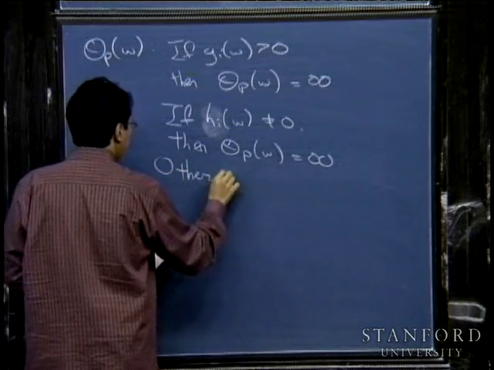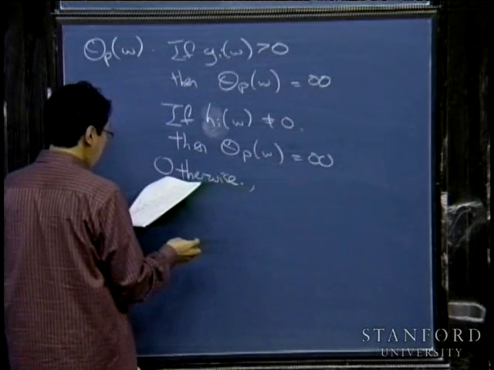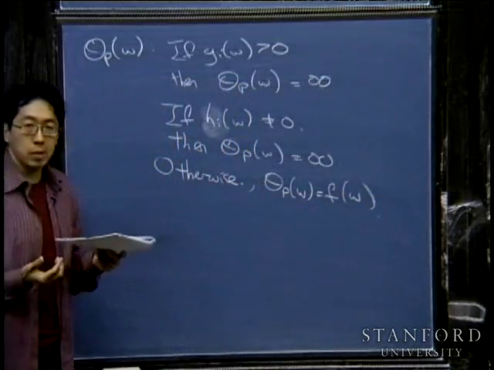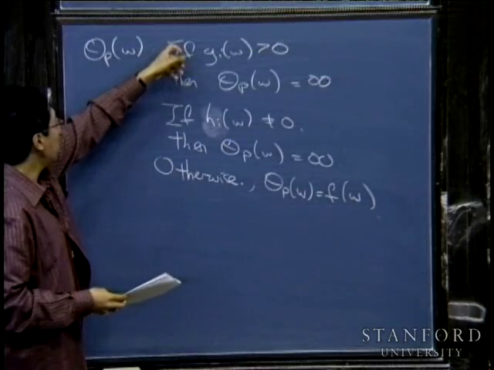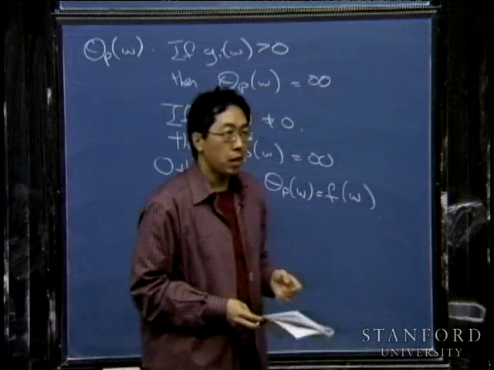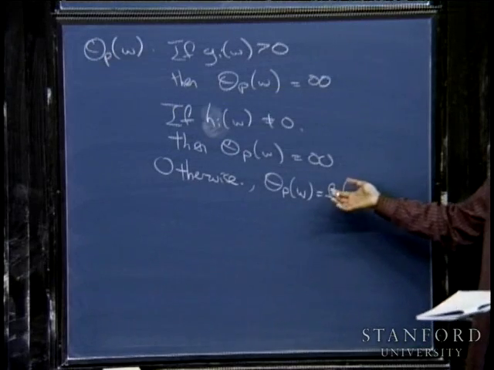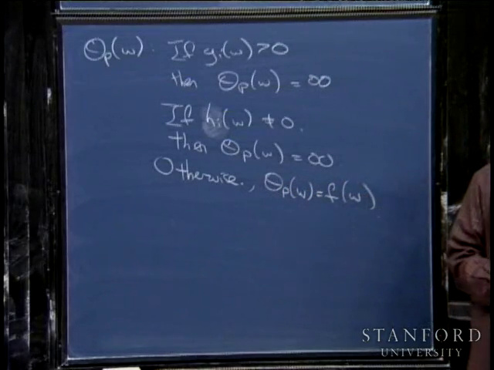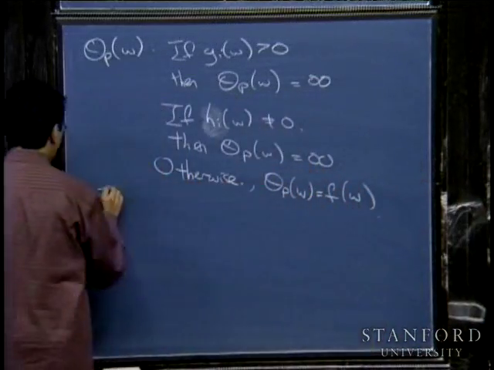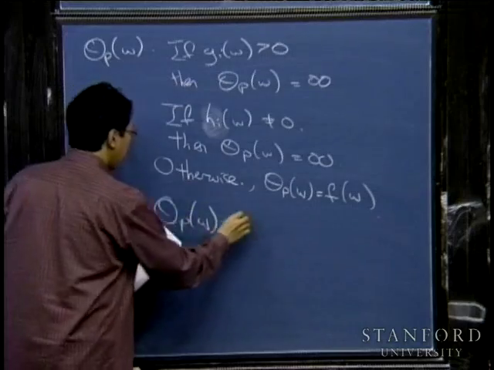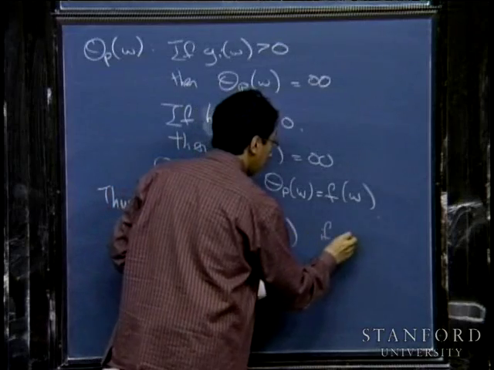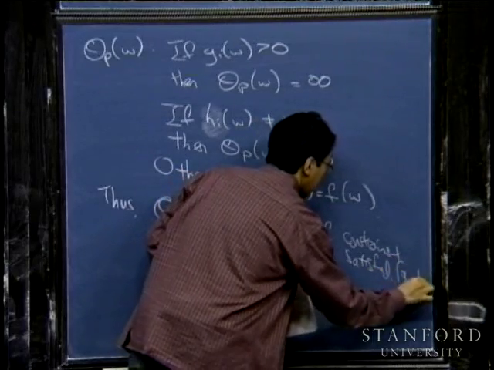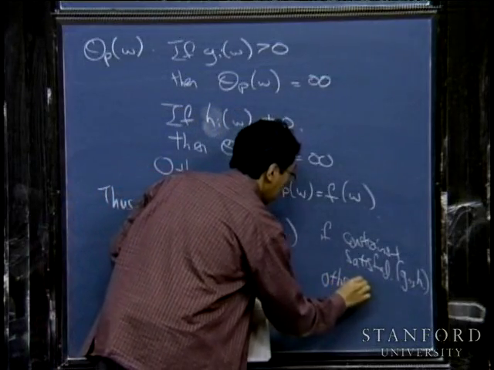And otherwise, theta_P of w is just equal to f of w. If I have a value of w that satisfies all of the g_i and the h_i constraints, then when you maximize in terms of alpha and beta, the maximum will be obtained by setting all the Lagrange multiplier terms to be 0. So theta_P is just left with f of w. Thus, theta_P of w is equal to f of w if the g_i and h_i constraints are satisfied, and is equal to plus infinity otherwise. Okay?